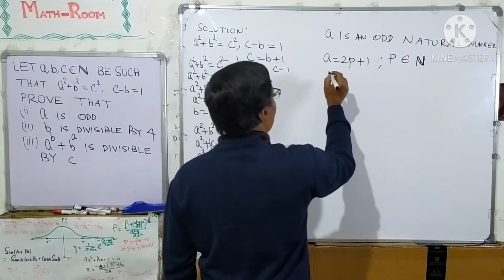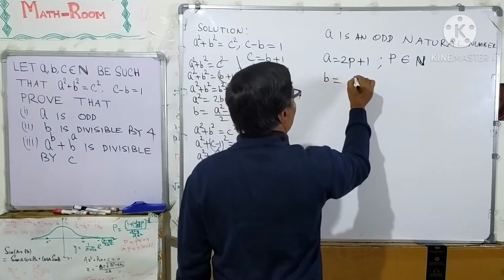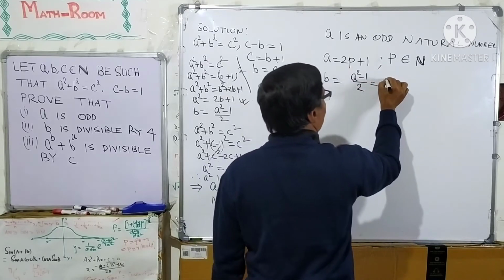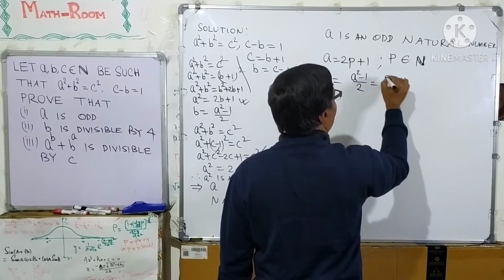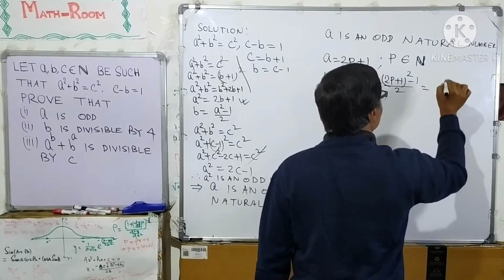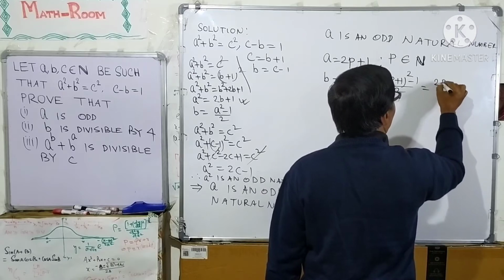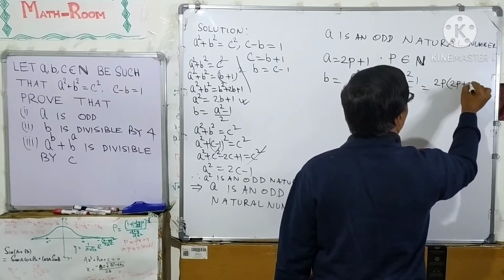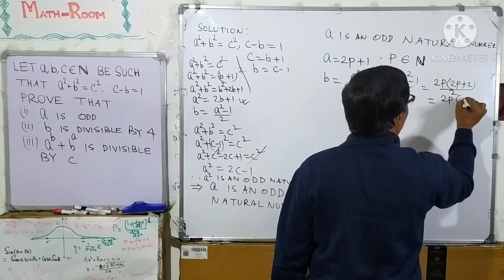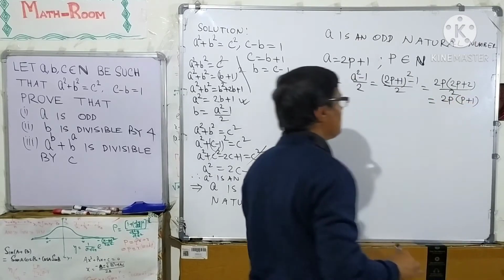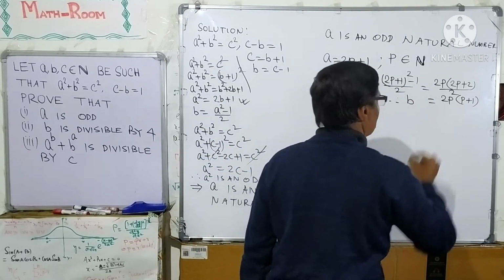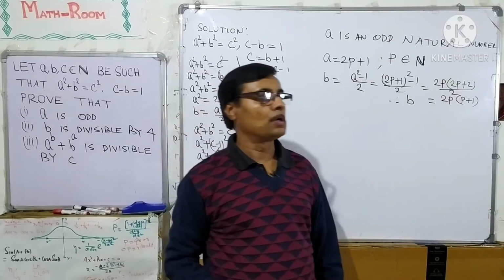So b equals a square minus 1 over 2, that is 2p plus 1 whole square minus 1 over 2, equals 2p into 2p plus 2 over 2, that is 2p into p plus 1. This is b, that is b equals 2p into p plus 1.